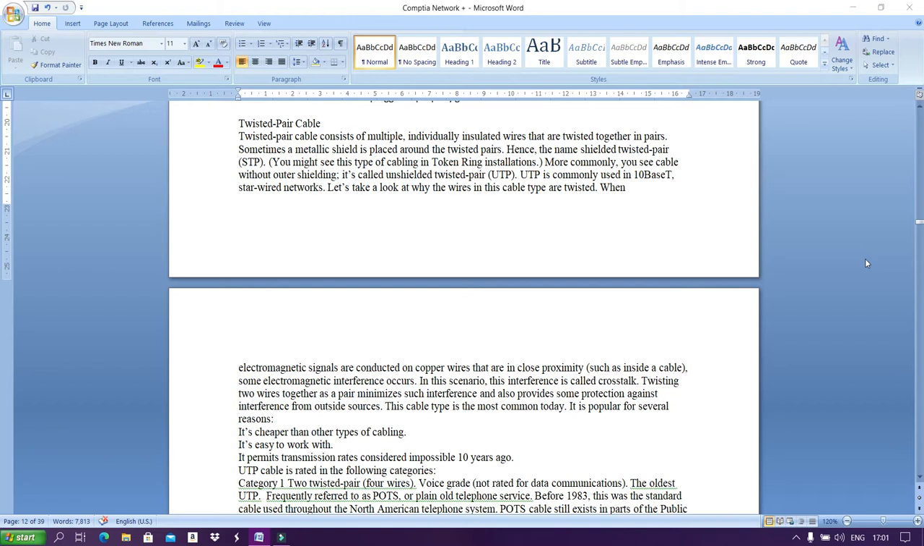UTP is commonly used in 10BaseT star-wired networks. Let's take a look at why the wires in this type of cable are twisted. When electromagnetic signals are conducted on wires that are in close proximity, such as inside a cable, some electromagnetic interference occurs. In this scenario, the interference is called crosstalk. Twisting two wires together as a pair minimizes such interference and also provides some protection against interference from outside sources. This type of cable is the most common today.